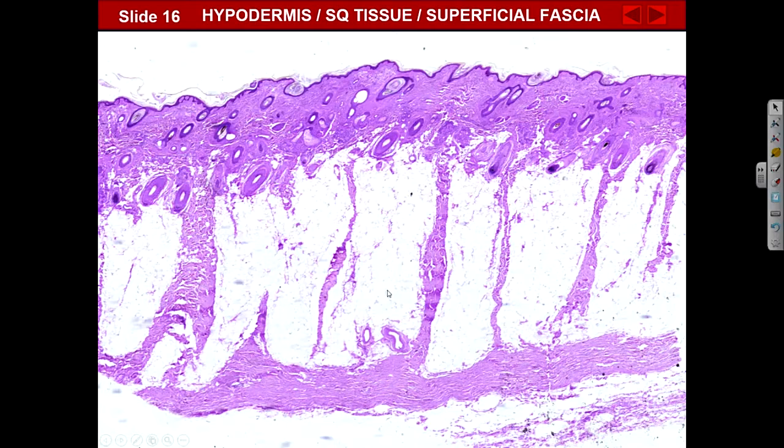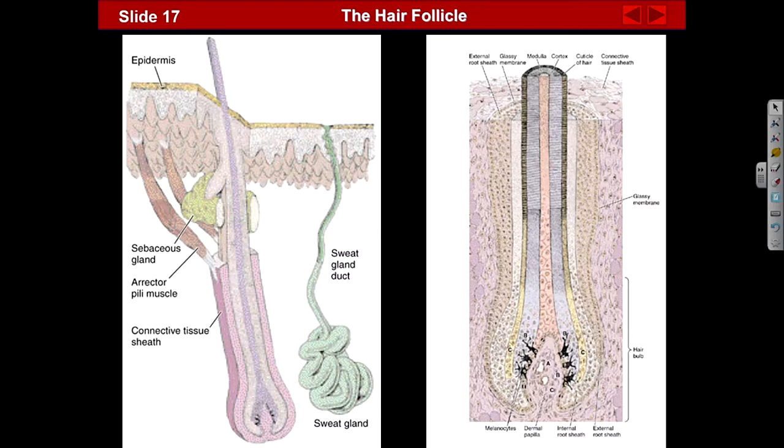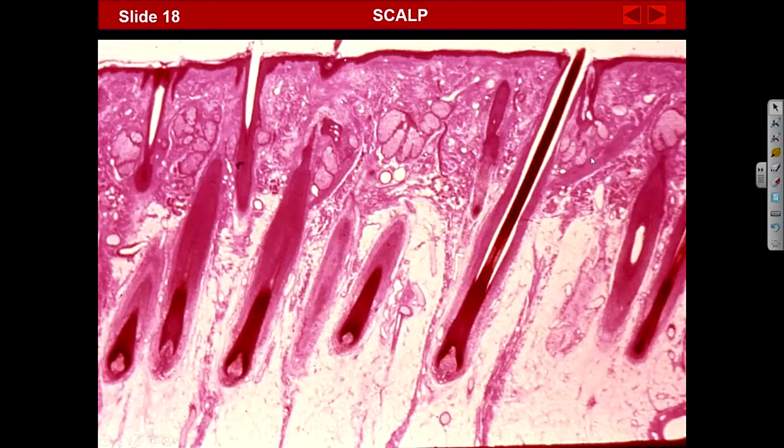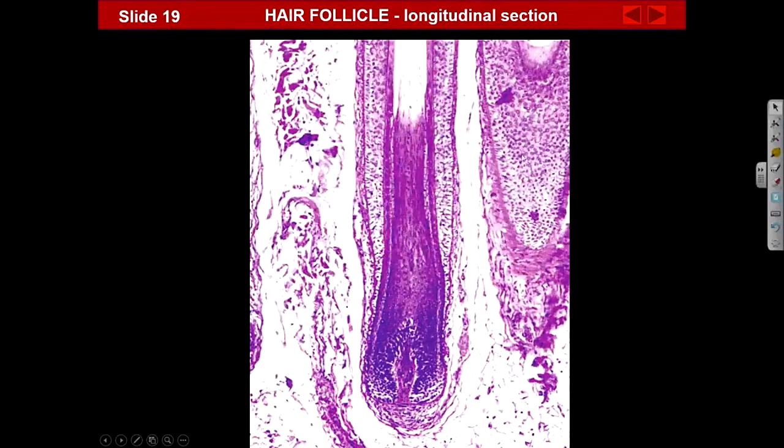Okay, if we look now at hair follicles, you can see there's a bulb at the bottom, there's the shaft, and there's the internal and external root sheath associated with the hair follicle. In cross-section, you can see the hair shaft and the follicle embedded in the integument. And at high power view, we can see the dermal papilla in here, and then the bulb here, giving rise to the internal root sheath and the external root sheath. And here's the hair shaft itself.